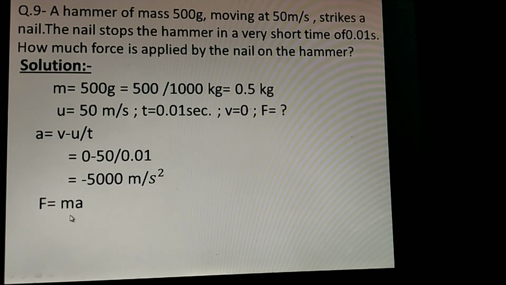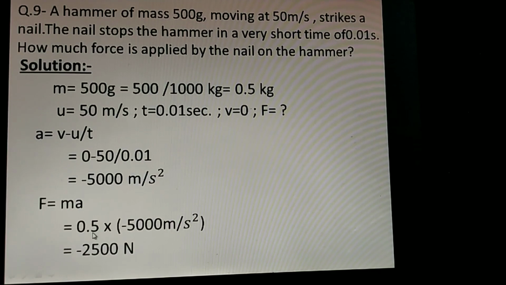Now we have both the values for m as well as acceleration. Now we will substitute the values in this formula, F equals ma: mass is given, that is 0.5 kg, multiplied by acceleration we just found, minus 5000 meter per second square. After solution we will get minus 2500 Newton force applied by the nail on the hammer.